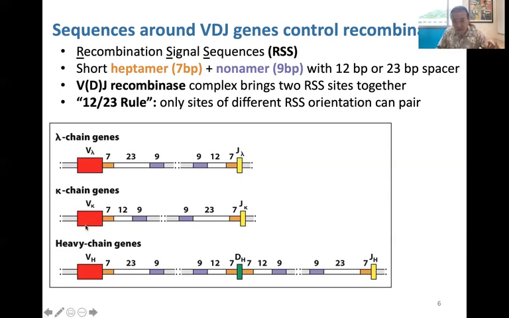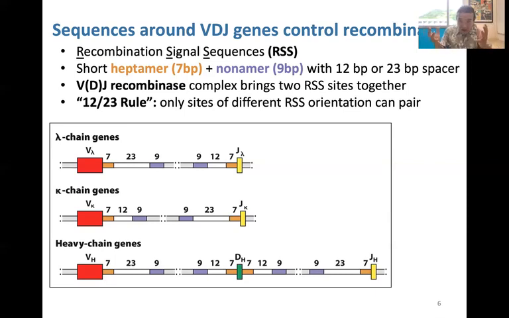Here you can see the same concept in the K chain and in the heavy chain. The heavy chain, again, has that extra green block, the D block. But you can see the D block is flanked on either side, 7-12-9 going off to the left, 7-12-9 going off to the right. So this is what we call the 12-23 rule. In other words, one of these sites that has a 23 base pair spacer in it is only allowed to pair up with another site that has a 12 base pair spacer in it. And that's how the cell manages to keep everything oriented correctly as it's joining these together.